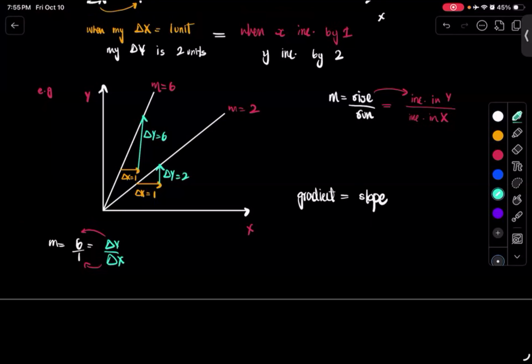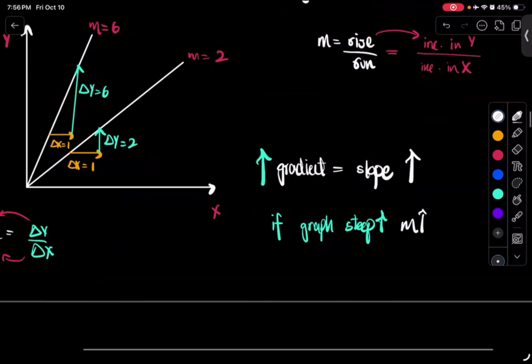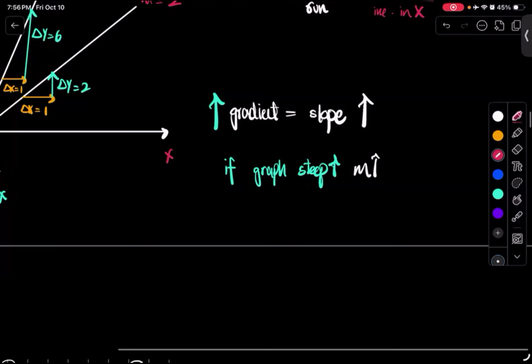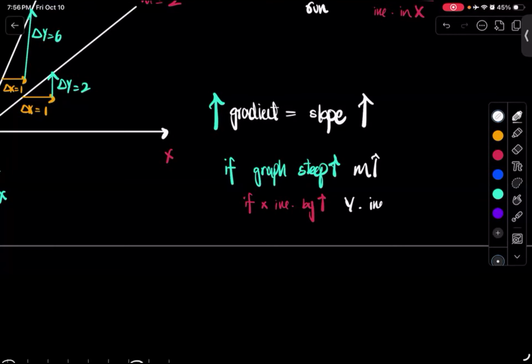Isn't that the slope, right? You can see that one. If the graph, if the gradient is steeper or higher, that means the slope is higher. It's steeper, right? So if the graph is steeper, that means the gradient is higher. Now, what does the higher gradient mean? That means that if x increased by 1, your y increases by more, right?